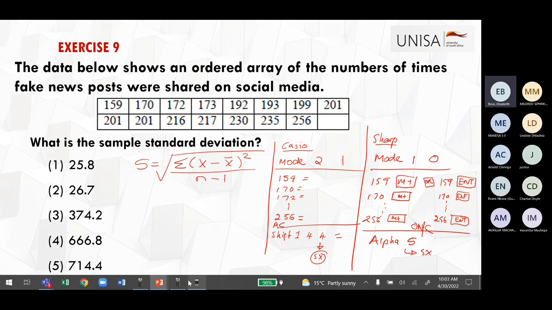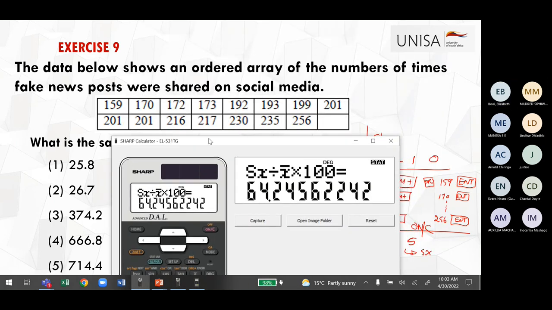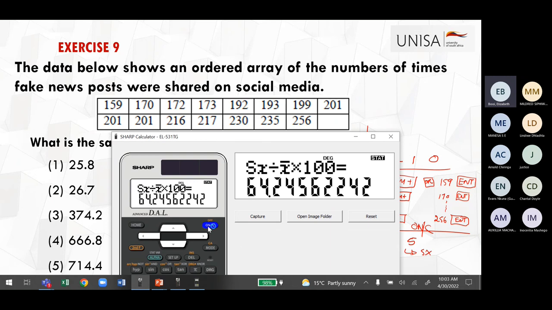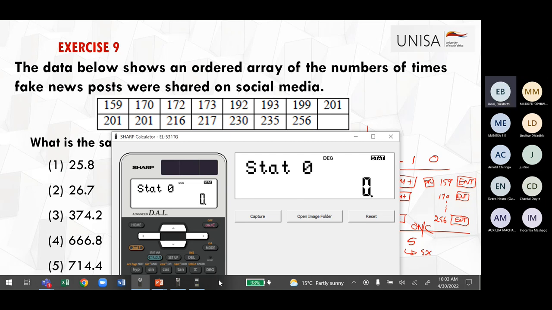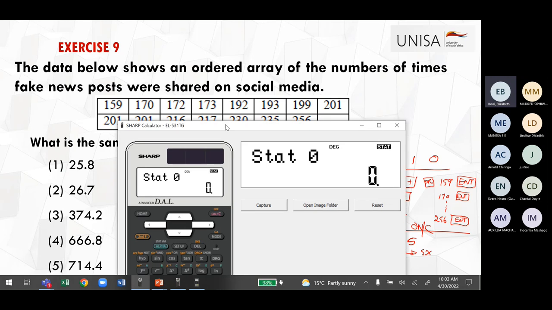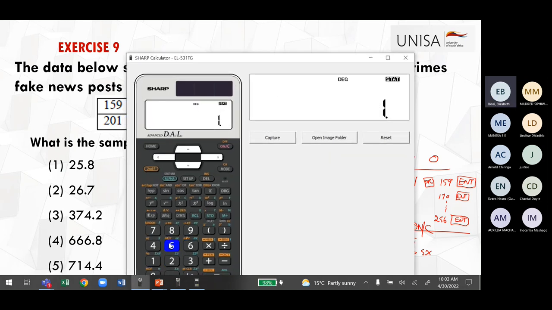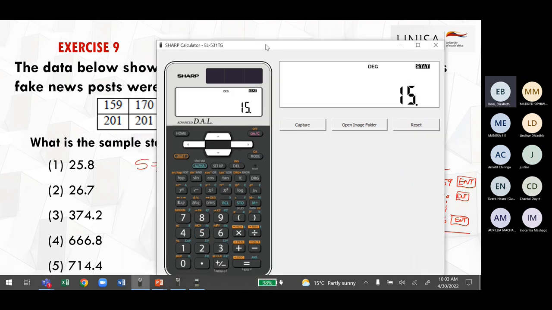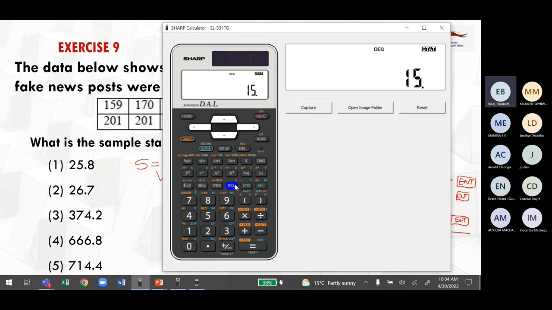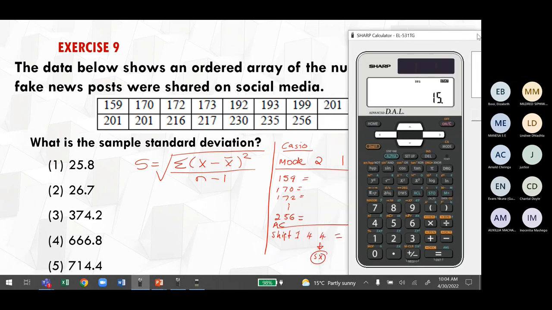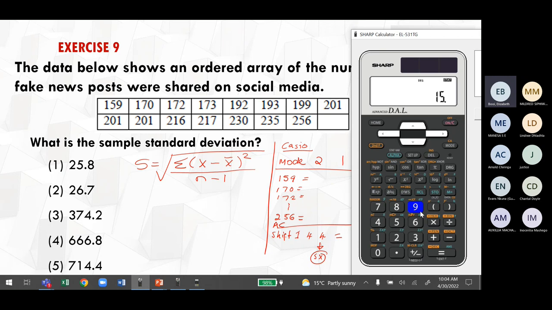Okay, so when I open the Casio one, the Sharp one, it will hide the data. So bear with me. I'm going to move it a little bit down, but I will use my laptop to capture the information. Don't worry. So let's do second function CA to clear the calculator. It doesn't allow me to use the number buttons on my laptop, so I will have to do it this way. So 159 M plus.